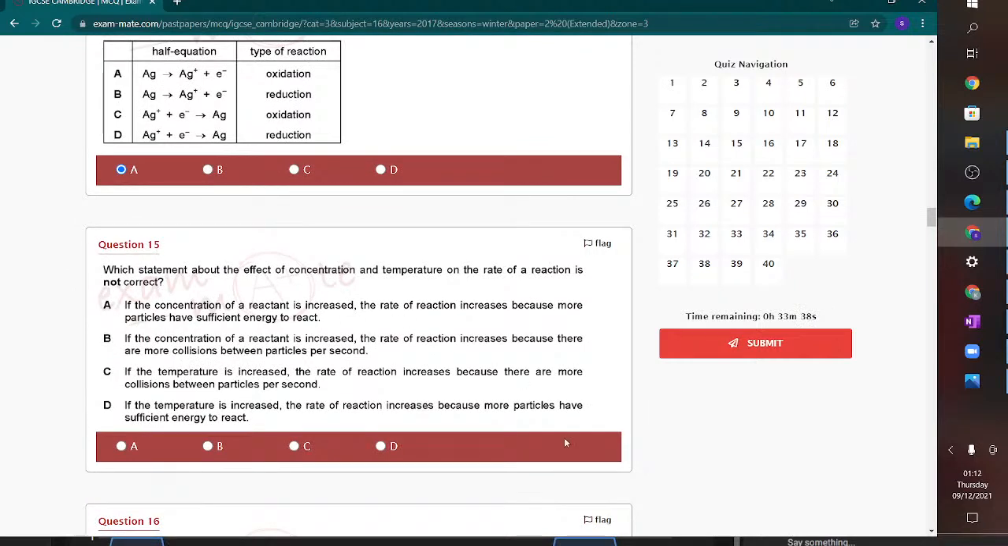This statement about the effect of concentration and temperature on the rate of reaction is not correct. If the temperature is increased, the rate of reaction increases because particles have sufficient energy to react. That's correct. If the temperature is increased, the rate increases because there are more collisions between particles per second. That's also correct. If the concentration of a reactant is increased, the rate of reaction increases because there are more collisions between particles per second. A is wrong because increase in concentration does not do any good to the energy of particles.